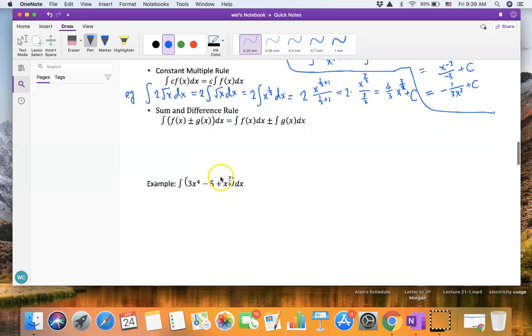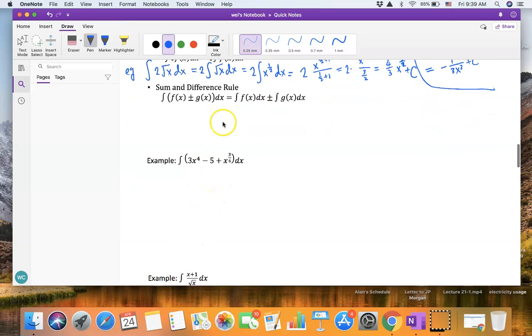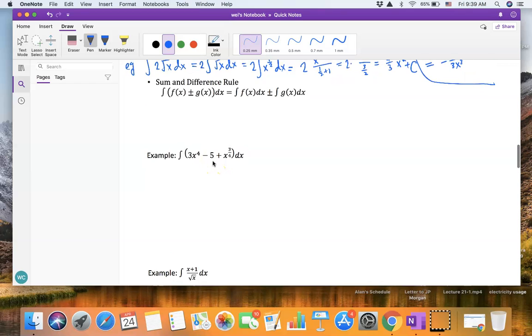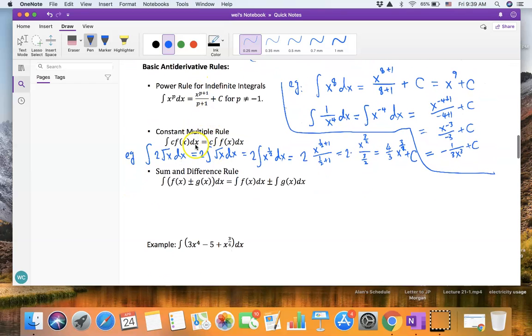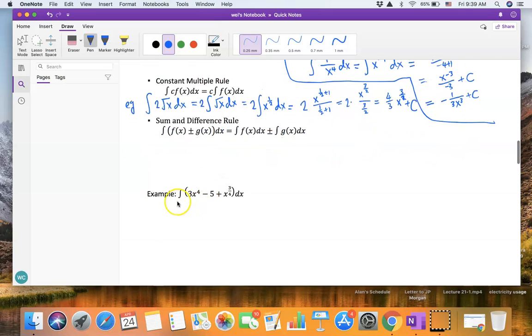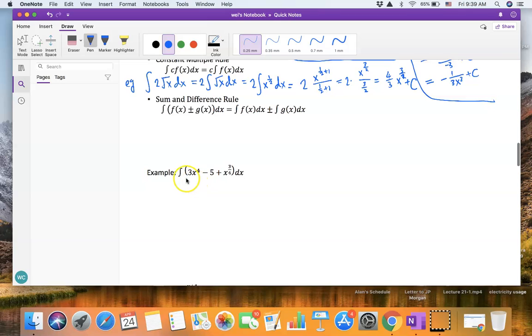So now let me do 2 more examples using these 3 antiderivative rules. Okay. So the first one, we are looking for the integral of the function 3x to the 4th minus 5 plus x to the power of 3 over 4. Now here we have a difference and a sum of some functions. So we first use the sum and the difference rule.